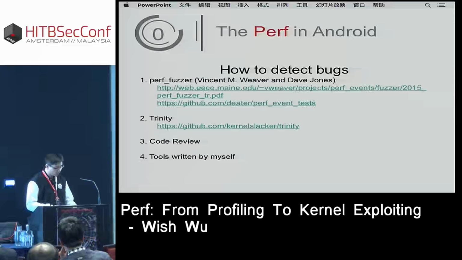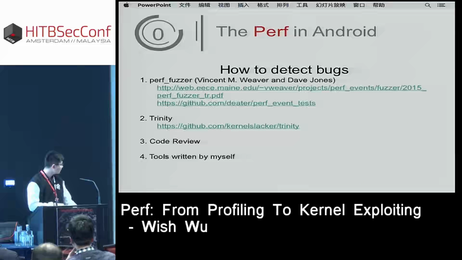Here are 4 ways for me to detect bugs in perf. First, we can use perf_fuzzer. We should thank these two guys. They released a paper and a perf fuzzer tool that helps me a lot. They put their project on GitHub, and here are their papers.